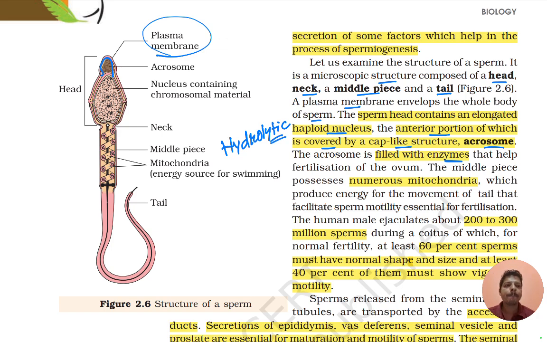Hydrolytic enzyme. Next, the middle piece possesses numerous mitochondria which produce the energy for the movement of the tail that facilitates sperm motility, essential for fertilization.